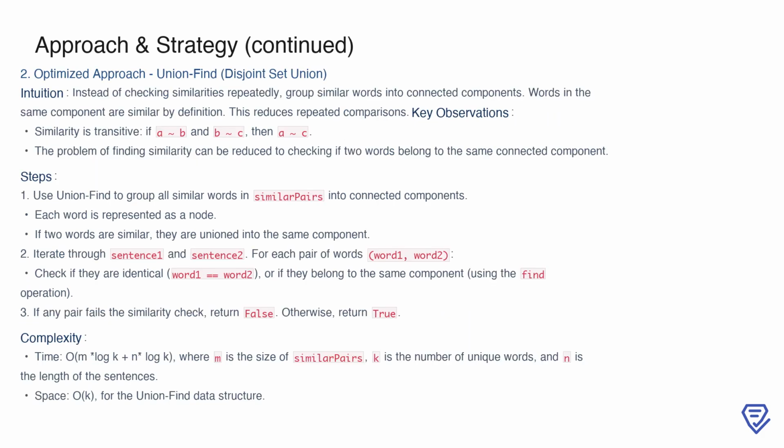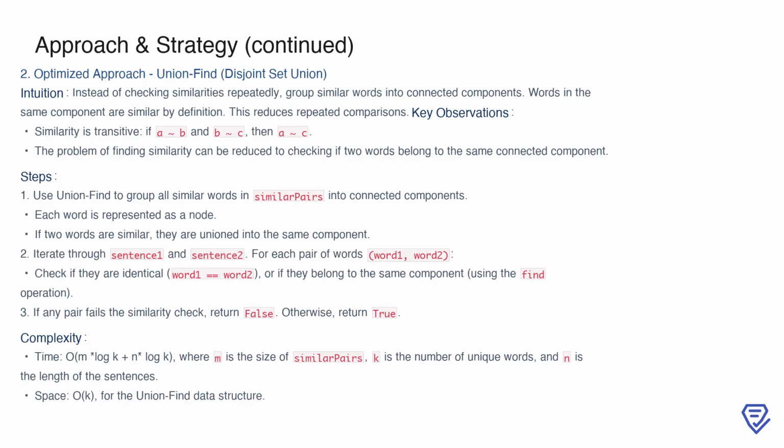A more efficient solution leverages the union find data structure, also known as disjoint set union. The key insight here is to group similar words into connected components, where words within the same component are considered similar. This eliminates the need for repeated comparisons by pre-computing relationships. The transitive property of similarity plays a crucial role. If one word is similar to another, and that second word is similar to a third, then the first and third words are also similar. Using union find, we treat each word as a node, and every similarity pair connects two nodes.